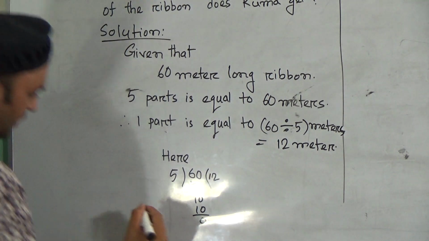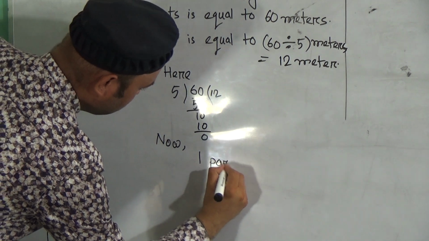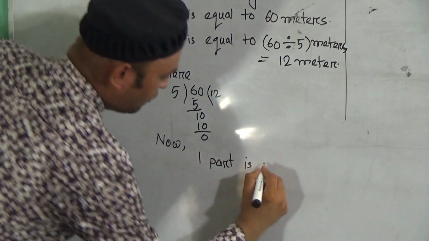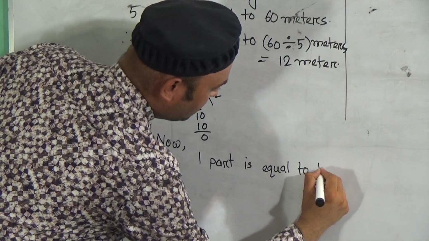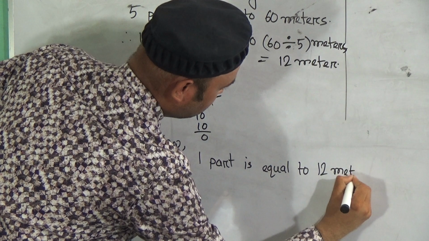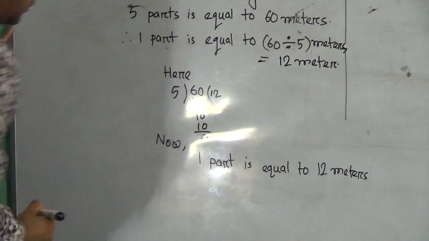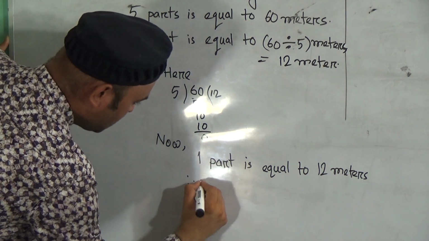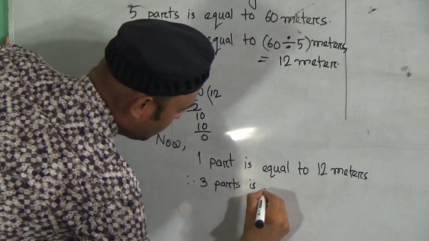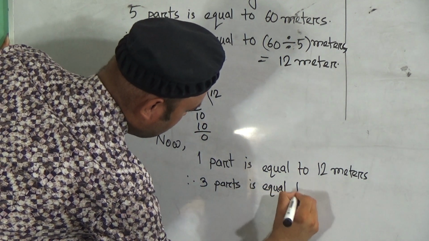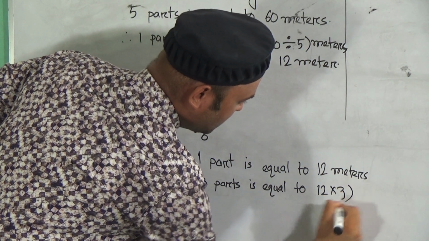From this we get, 1 part is equal to 12 meters. So we have to give 3 parts. Therefore, 3 parts is equal to 12 multiplied by 3 meters.